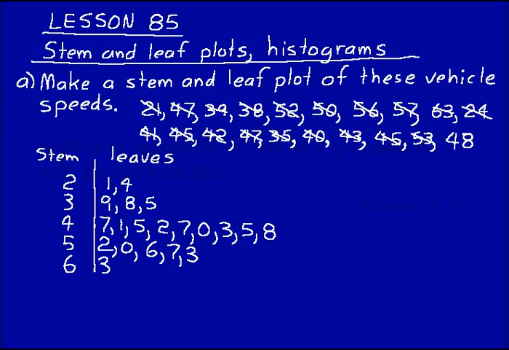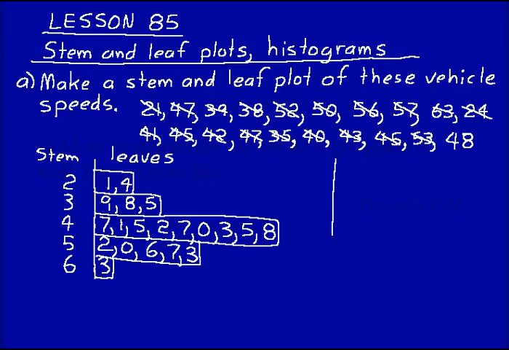Now to organize it a little better, I'm going to put a box or a rectangle around each set of leaves. And you should do this too. When you do that, that's basically what a histogram is. A histogram is a bar graph of a set of data, and each of those boxes I drew, you can think of as bars. Now let's make an XY axis over here and make a histogram or bar graph, and we'll make this vertical instead of horizontal like it is.